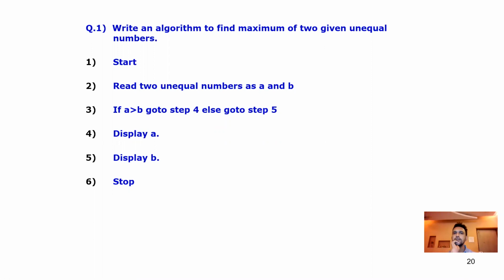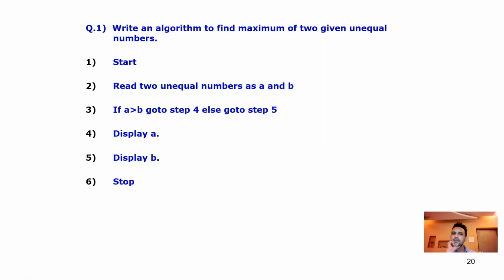Anything else? What if the user inputs both the A and B value the same? See, we are not bothered about that because the question right now says maximum of 2 given unequal numbers. So the question itself tells you that the numbers will be unequal. So as of now, we are not bothered, but very good. Anything else?